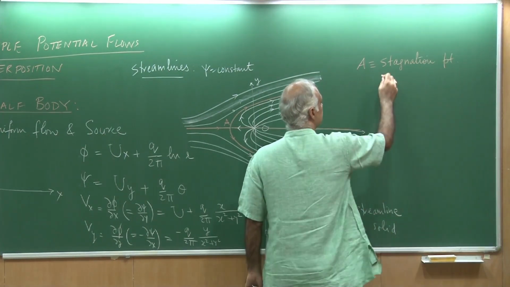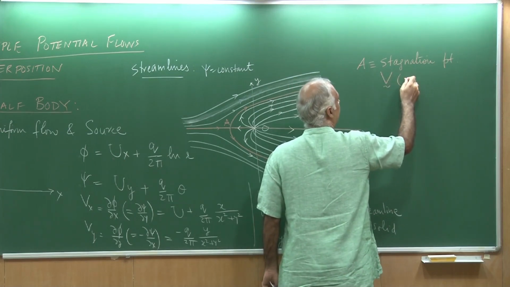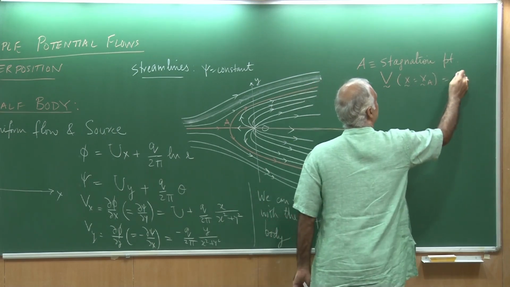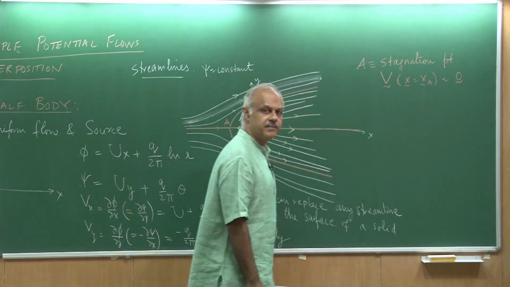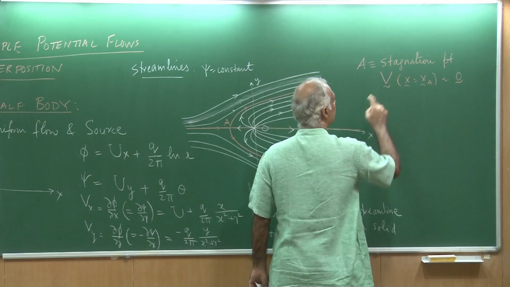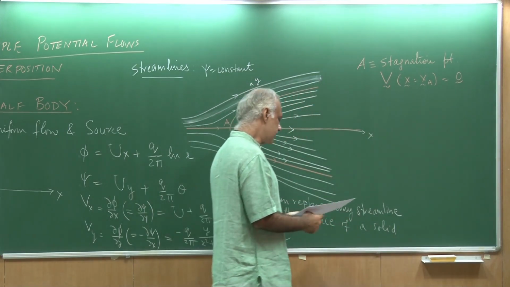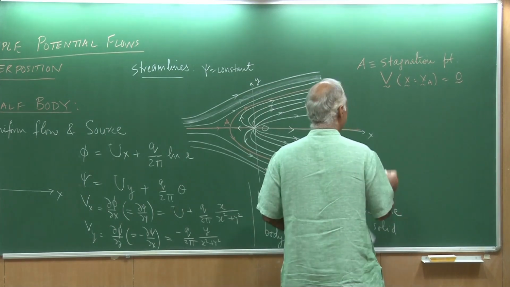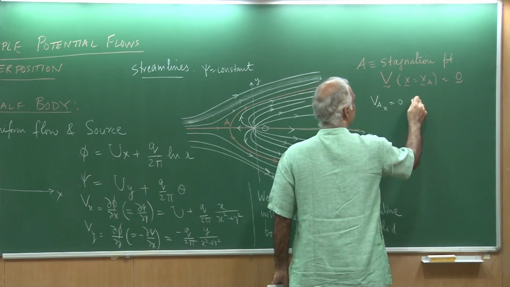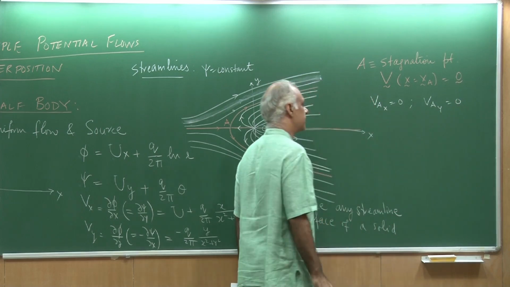What that means is that at the stagnation point, the velocity at x equal to xa is a 0 vector. So what it implies is that both components of velocity will be 0. So let's work that out. So if I want V at A, the x component to be 0, and I want V at A, the y component to be 0.